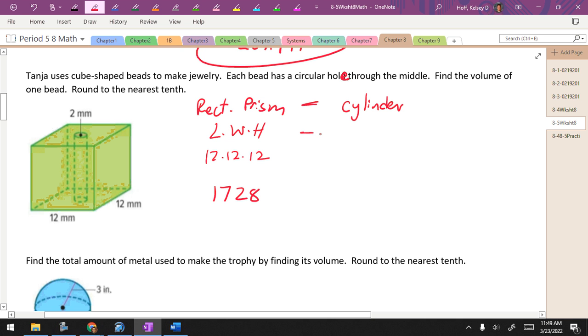Remind me again, formula for a cylinder? Very good. And on that cylinder, if the 2 is a line all the way across, what's my radius? 1. What's my height? 12. Take a calculator. Find me the volume of that cylinder rounded to the nearest tenth.